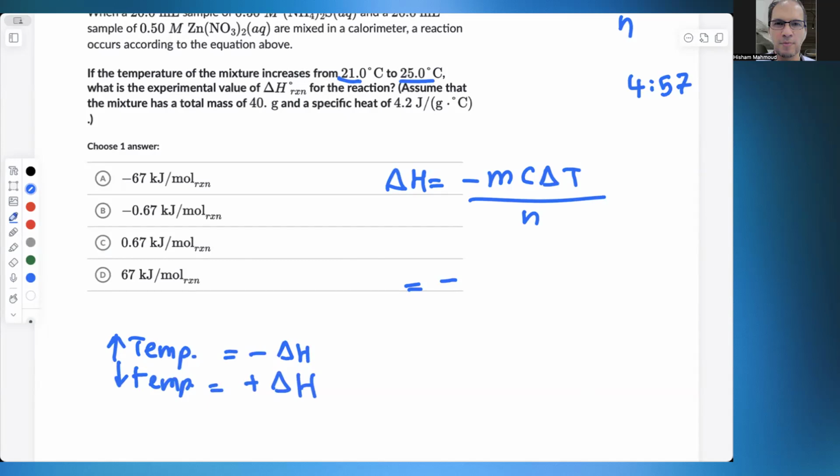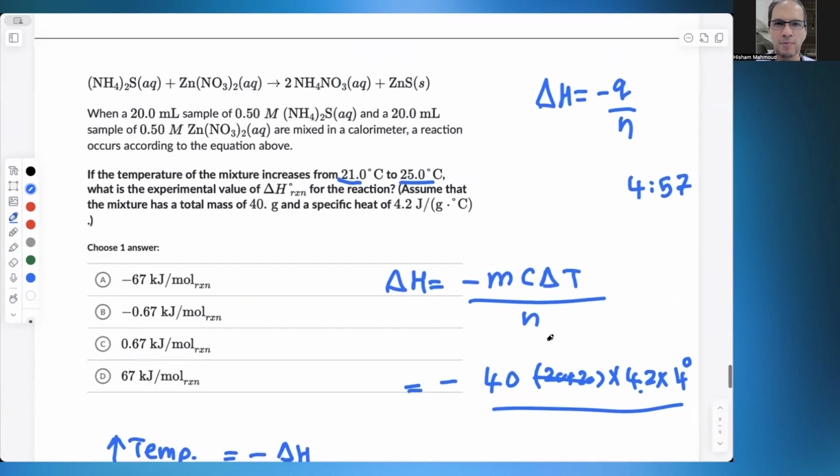So negative m, which is negative 40, the total of 20 plus 20, multiplied by the C, the specific heat capacity, which is 4.2, multiplied by the change in the temperature, which is 4 degrees Celsius. Divide this by the number of moles of the limiting reagent.